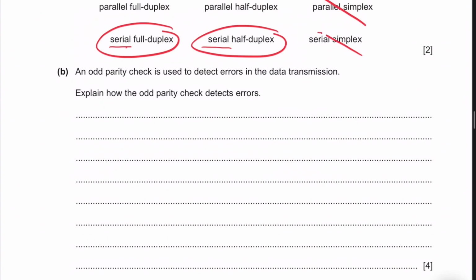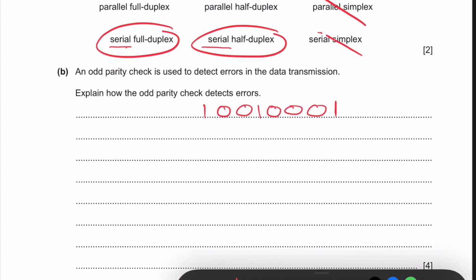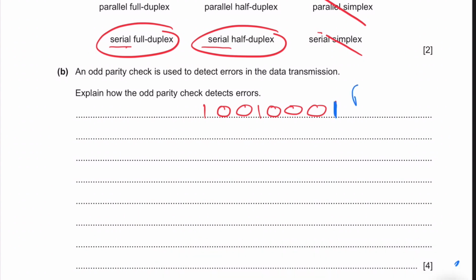Okay. Part B for 4 marks. An odd parity check is used to detect errors in the data transmission. Explain how the odd parity check detects errors. So first of all, if we're using parity bits, let's say we've got 7 bits of information, 1, 2, 3, 4, 5, 6, 7. This number here would be the parity bit, at the end. So, example.